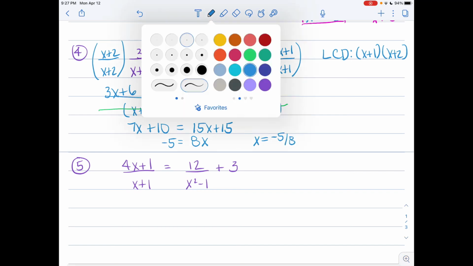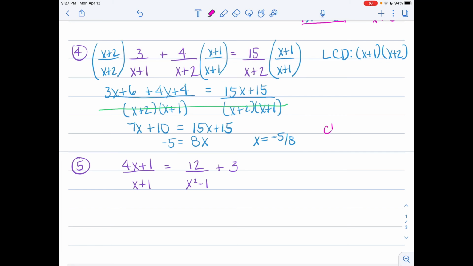Finally, we want to do our check. So the check is going to be for our LCD, because that's the denominator that each of our fractions had. So x plus 1 and x plus 2, I would need to plug in a negative 1 here to make this one equal to 0, or a negative 2 here to make this one equal to 0. Remember, I don't want that. So my check is that x cannot equal negative 1 or negative 2. Since negative 5/8 is not either of those, we can box that as a final answer.